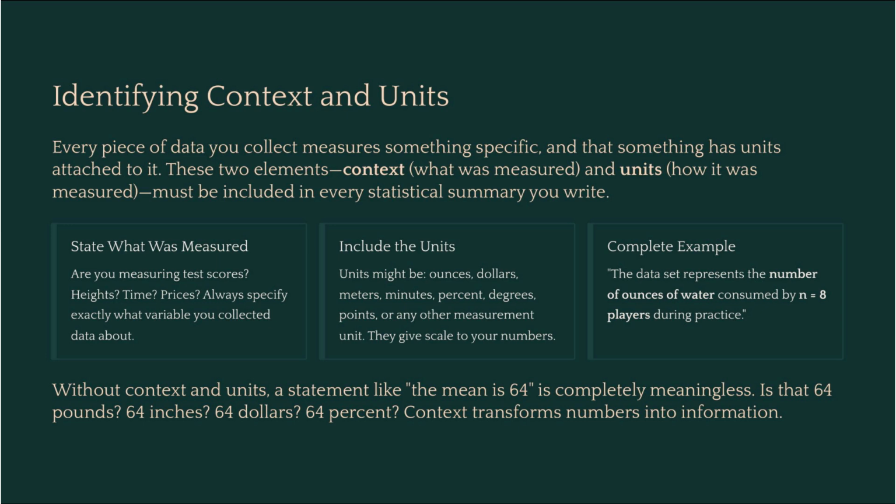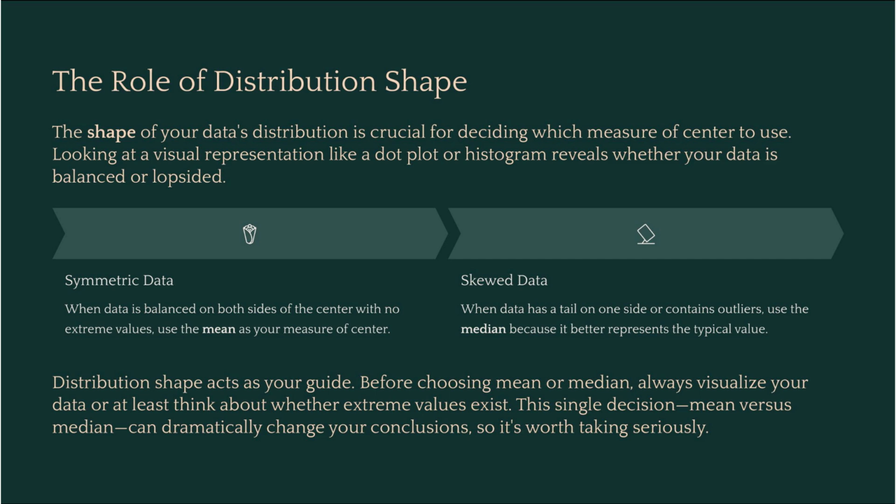This sets the stage for the rest of your statistics. Knowing the shape of your data is what guides your choice of center. If your data is relatively balanced and symmetric, the mean is the perfect summary. If the data is clumpy on one side or skewed, the outlier on the tail will pull the mean, making the median the more accurate measure of the typical value.